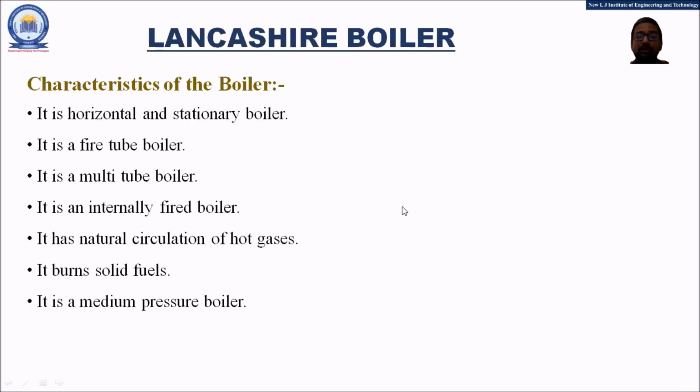Now friends, let us proceed further. Also you can see in your textbook the second type, that is the Lancashire boiler. The characteristics of this boiler include that it is a horizontal and stationary boiler. It is a fire tube boiler. It is a multi-tube boiler, an internally fired boiler, with natural circulation of the hot gases. It burns only solid fuels and it is considered a medium pressure boiler.